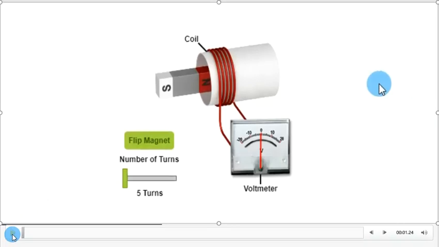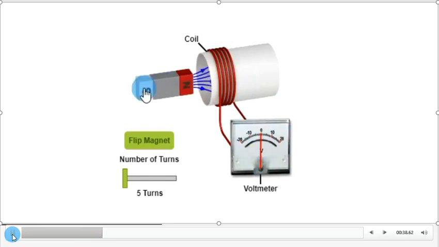Okay, so in this demonstration, we're going to look at how an EMF is produced when the magnetic field of a magnet cuts across a coil, or when a conductor cuts across a magnetic field. In this arrangement, you can see there is a coil with 5 turns, and the 2 ends of the coil are connected to the terminals of a voltmeter, so that it can help us measure the voltage being produced from the coil.